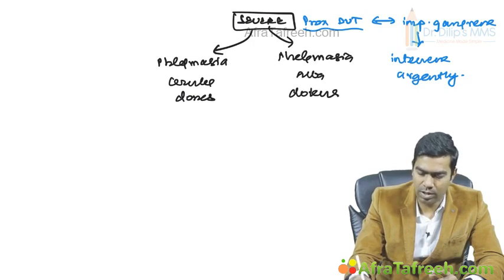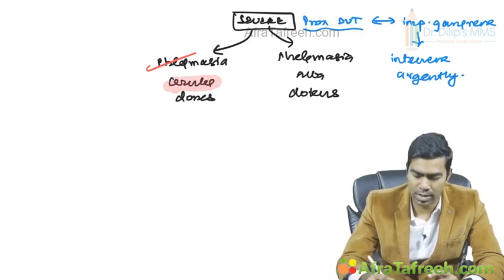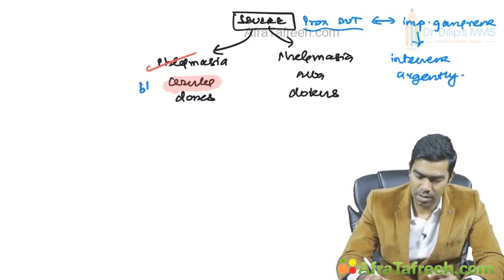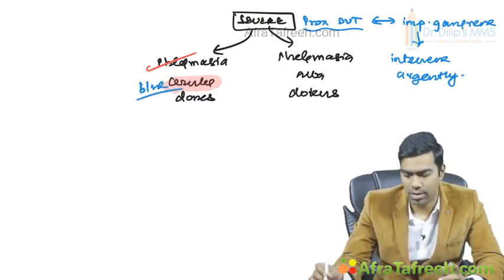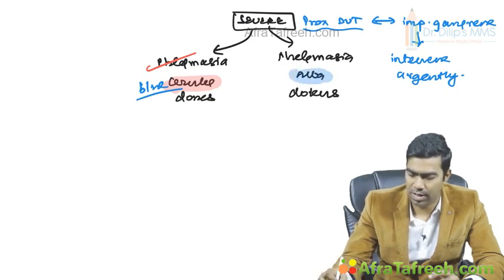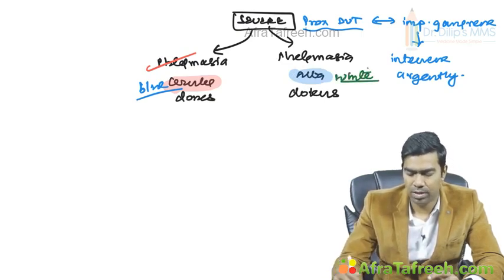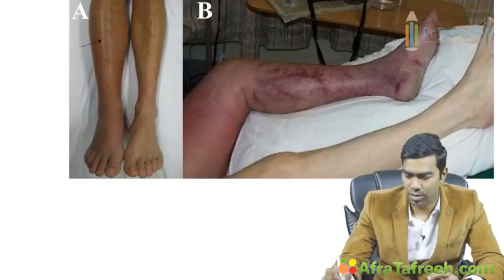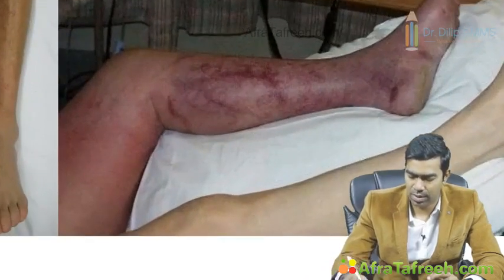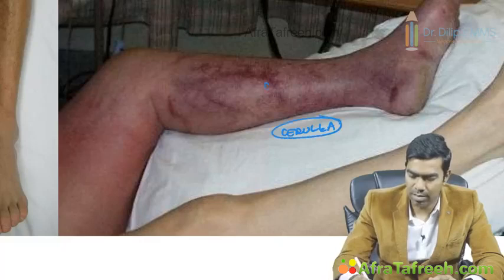Cerulea dolens is quite common compared to the alba dolens, where the limb will be blue and cyanotic, and a lot of edema will be there. In comparison to the alba dolens, where the limb will be white in color. That's why it's called alba. So let us see the image. So this is what we refer to as phlegmasia cerulea dolens, where you can see the entire limb is cyanotic.